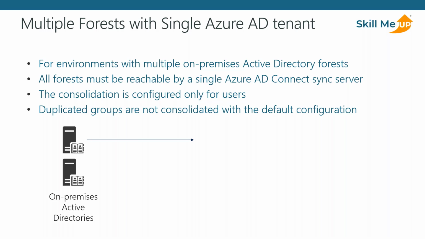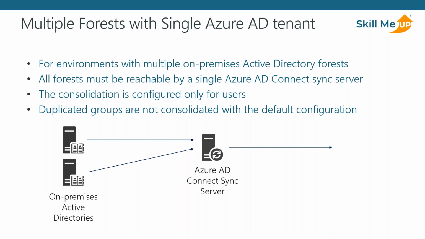So from an architecture perspective, we have our on-premises Active Directories. We then have our Azure AD Connect sync server that can see both of those, which will then sync to Azure Active Directory.